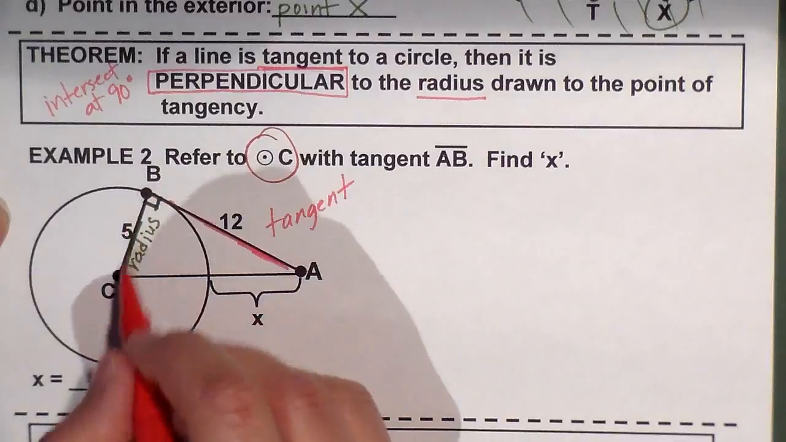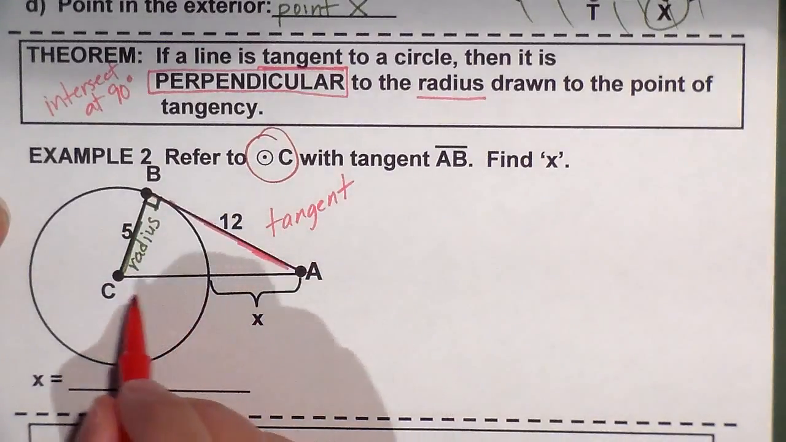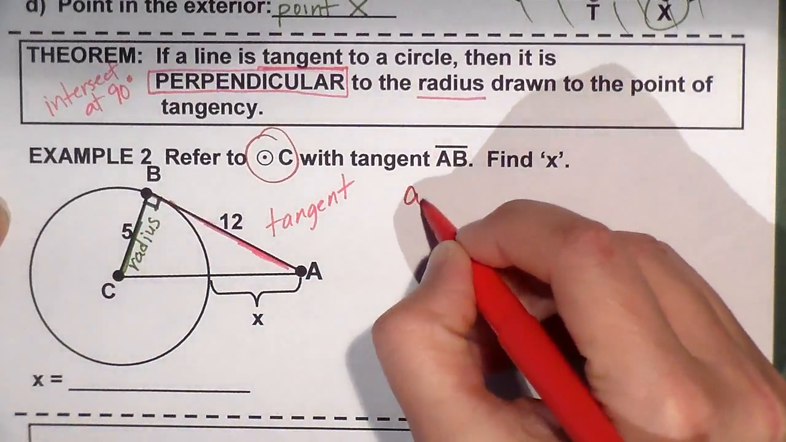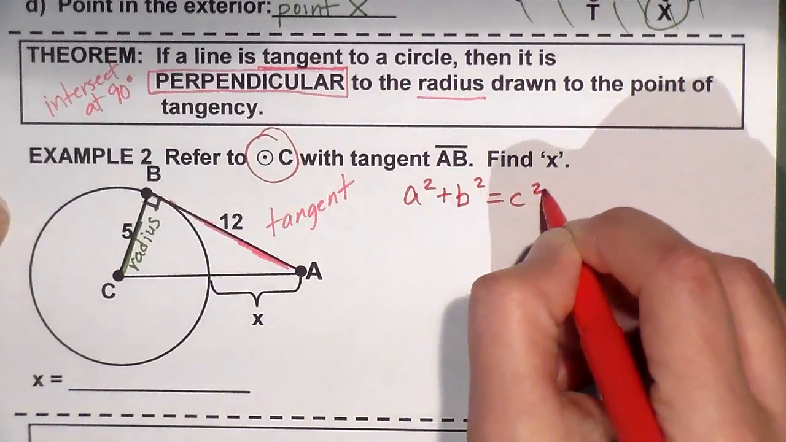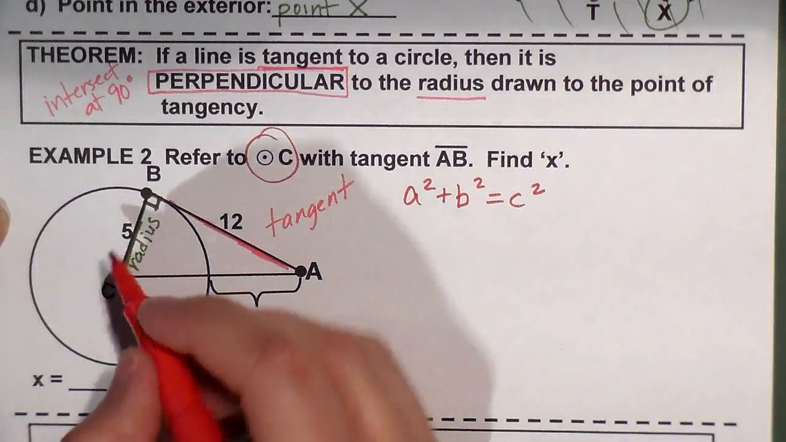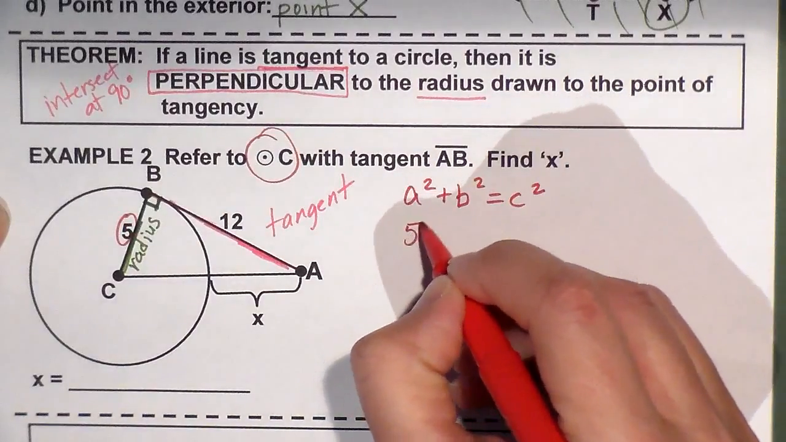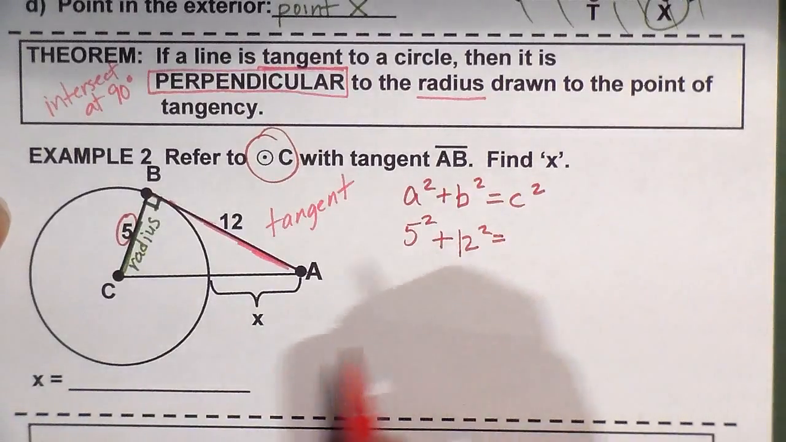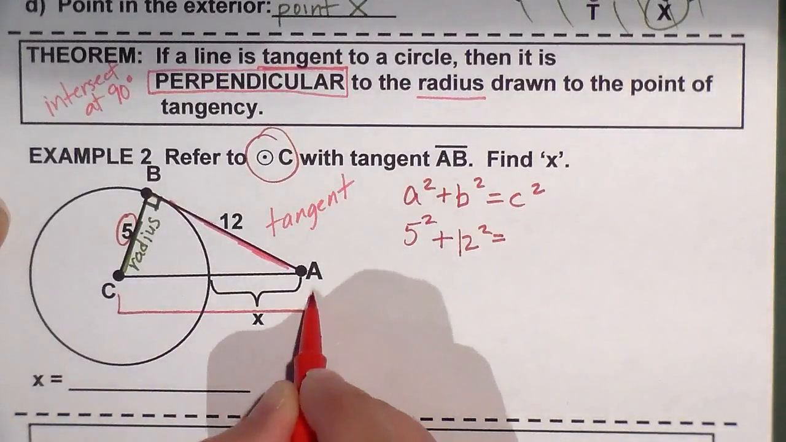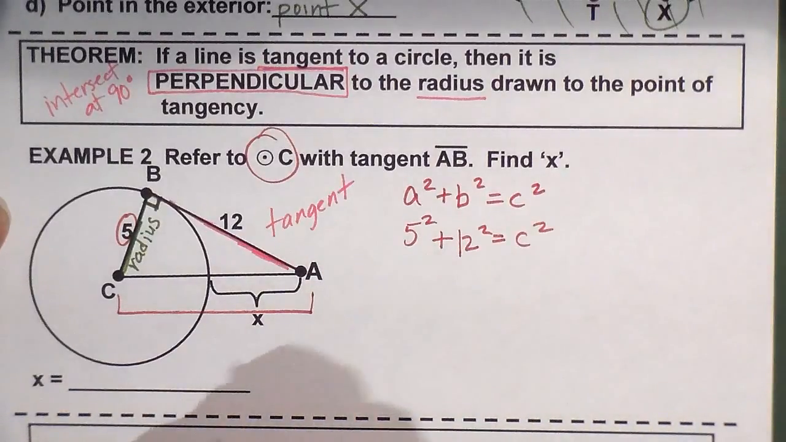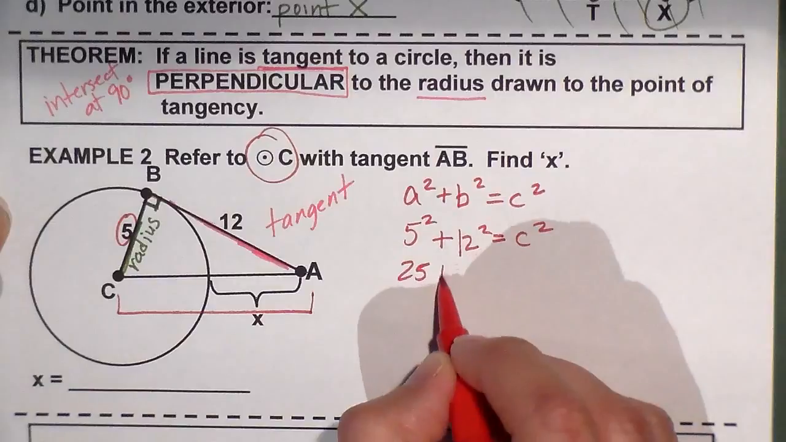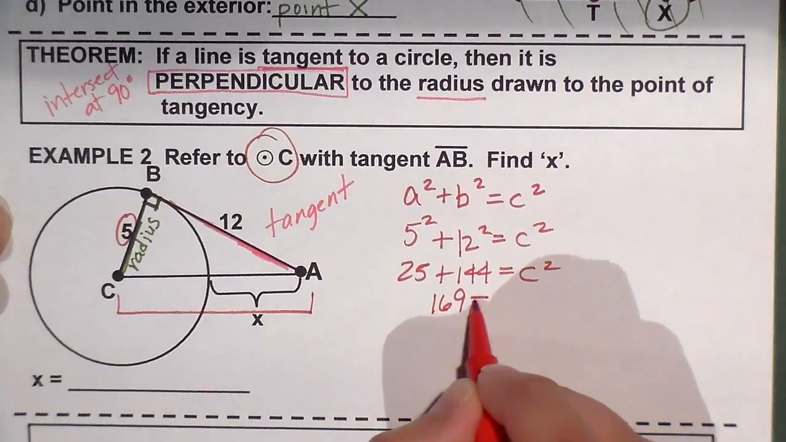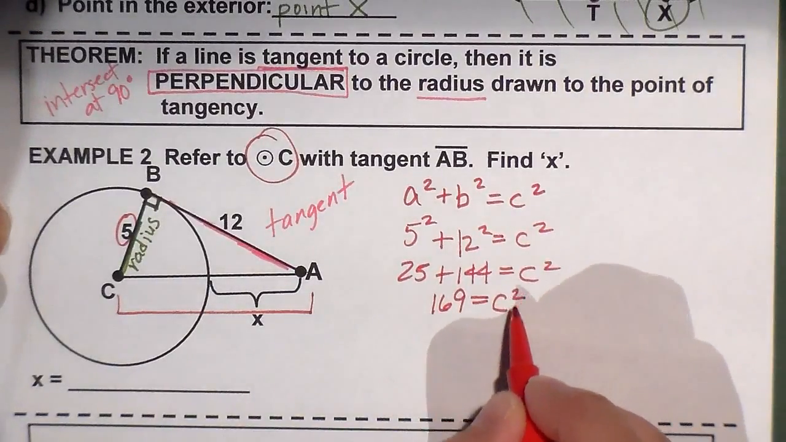So if I want to find the length of X, what I have to do first is I have to do the Pythagorean theorem. This is a right triangle. So I'm going to use a squared plus b squared equals c squared. Well, I know a is 5, so I've got 5 squared. B squared is my tangent, which is 12 squared. And c squared is this side right here. So let's find out what the whole side should be. 25 plus 144 equals c squared. Then I'm going to add those together, 169, no bad jokes here, equals c squared.